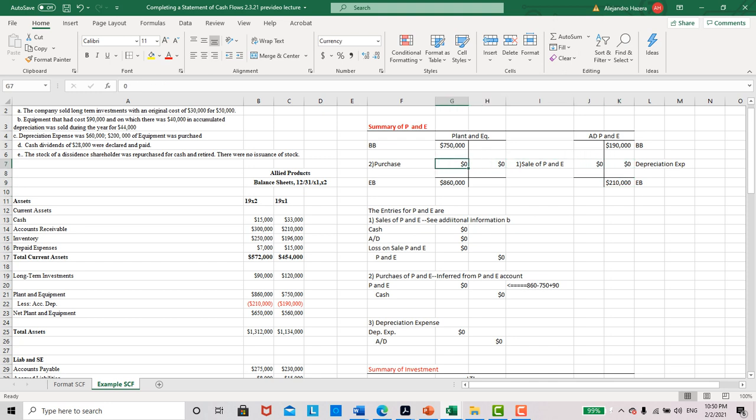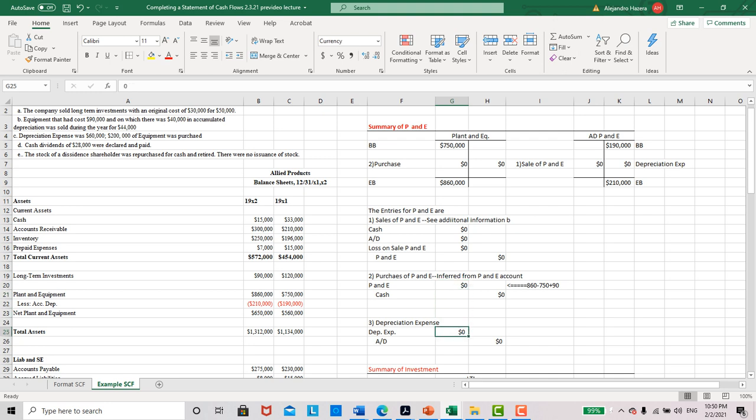Okay, so what I'm going to do now is recreate the three entries, the only three entries that ever take place in the plant and equipment and accumulated depreciation accounts. One entry is the sale of plant and equipment. Then you're going to have purchases of plant and equipment. So either you sell the stuff or you buy the stuff, or the third entry is you depreciate the stuff.